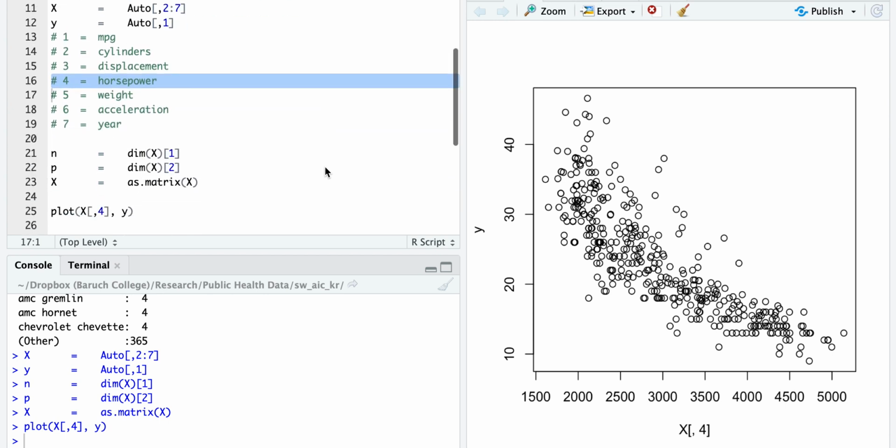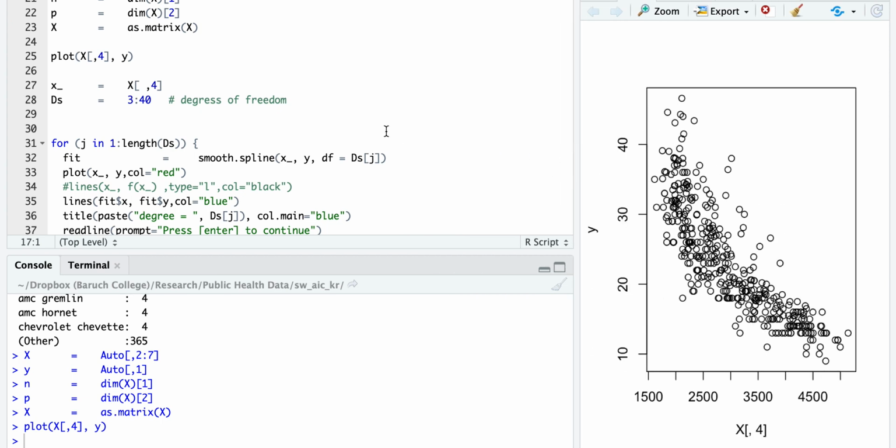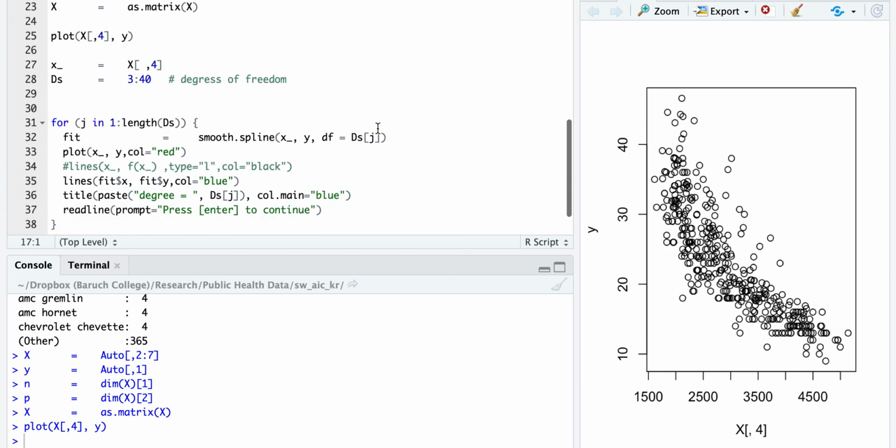So in R, I want to show you how the curves will change as lambda changes. So we'll use this function smooth spline. You just give the x's, the y's, and then you give it the degrees of freedom. Degrees of freedom is not the lambda, okay? But think of it as something that is a surrogate for lambda, okay?